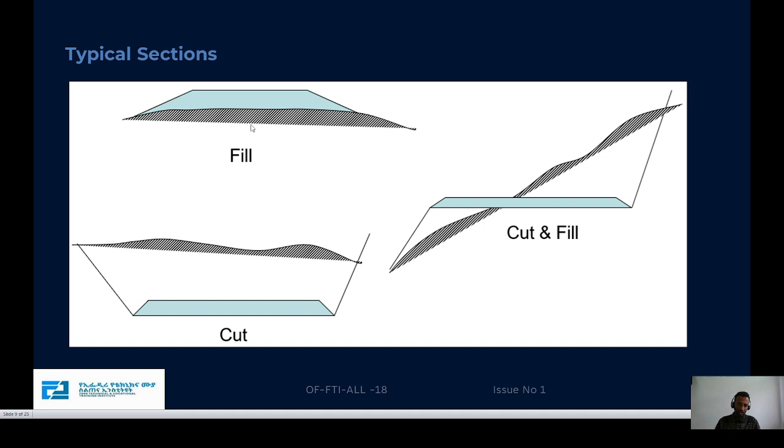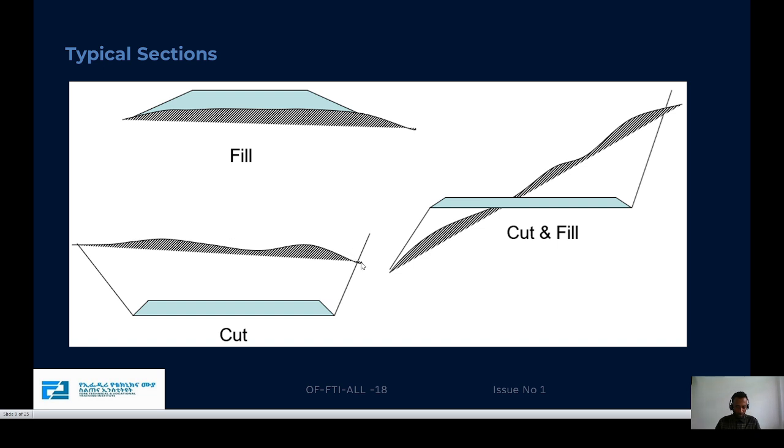So the original ground level is this one. The pavement structure will be this part, so this part will be filled. This part is the sub base, base, and surface. So we have a fill section, where the original ground level is below the structure.